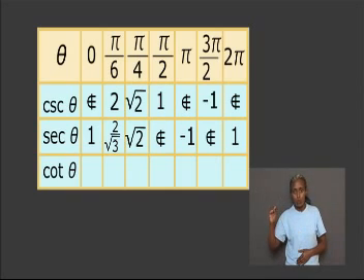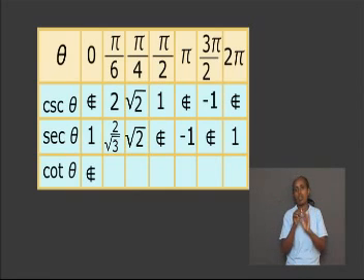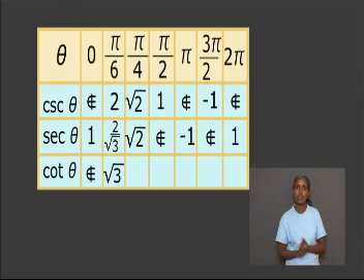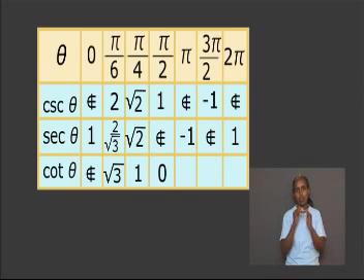The cotangent of 0 is undefined. Of pi over 6 is the square root of 3. Of pi over 4 is 1. Of pi over 2 is 0. Of pi is undefined. Of 3 pi over 2 is 0. And of 2 pi is undefined.